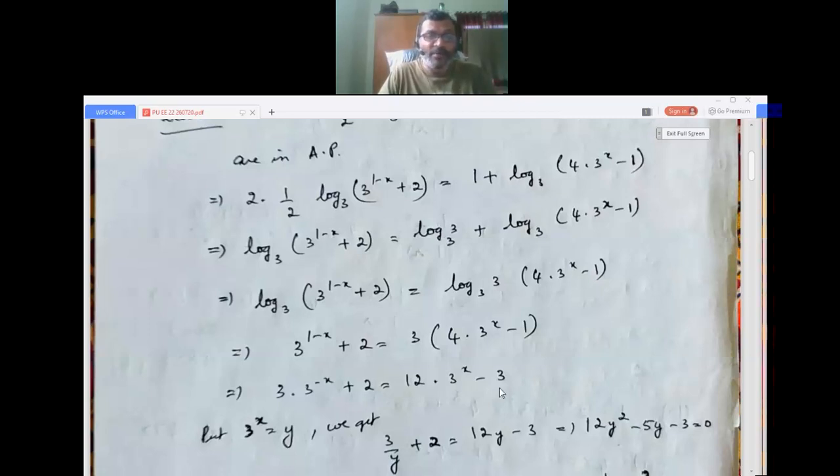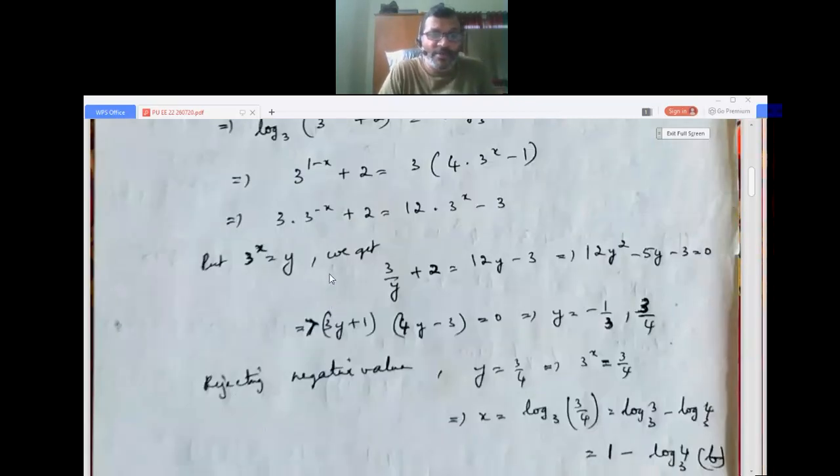Now I'll take 3 power x as y, so that 3 power minus x will be 1 by y. So 3 by y plus 2 equals 12y minus 3. So 12y squared minus 5y minus 3 equals 0. By factorizing this, I will get 3y plus 1 into 4y minus 3, which implies y equals minus 1 by 3, or 3 by 4.